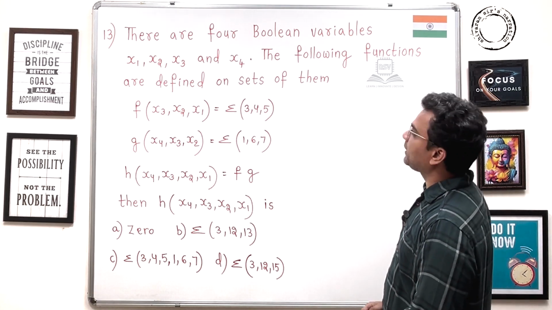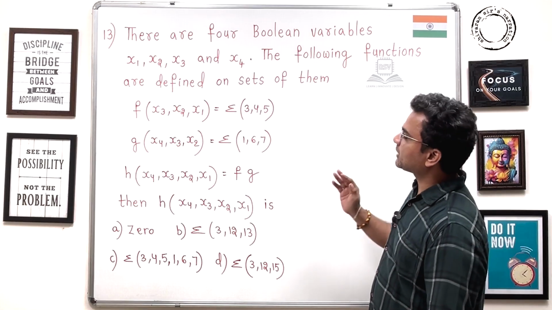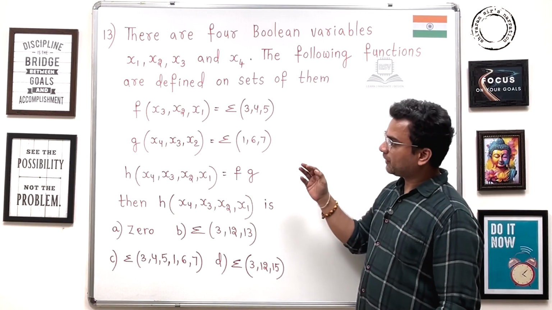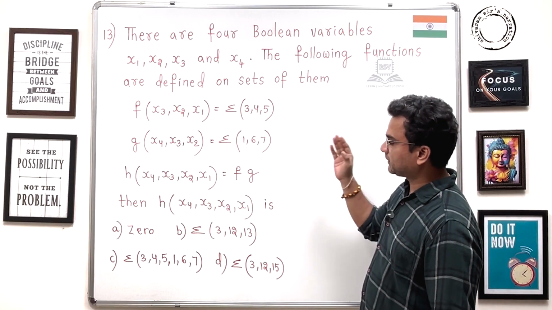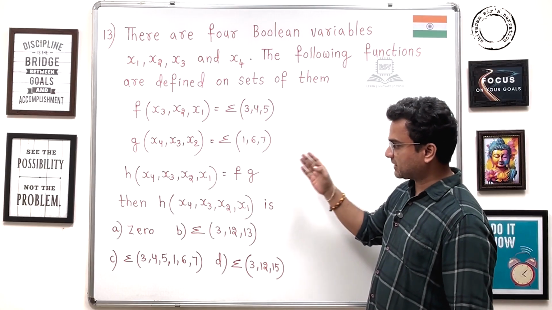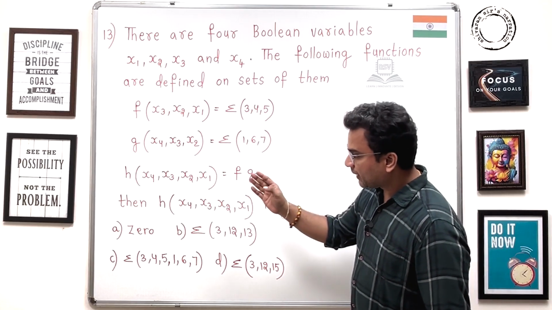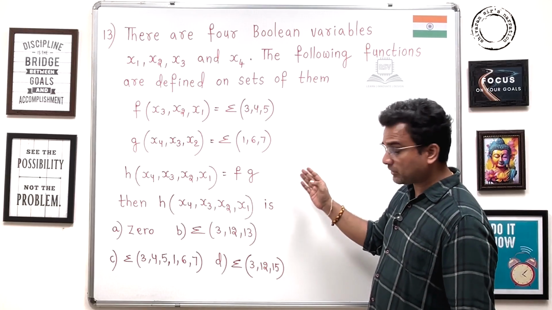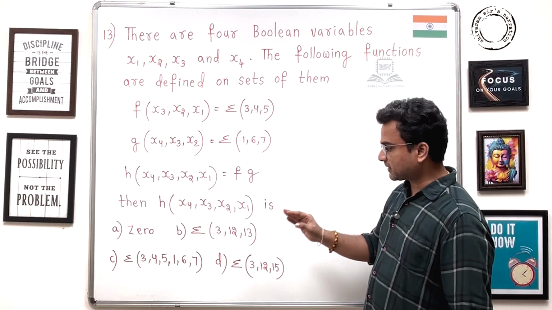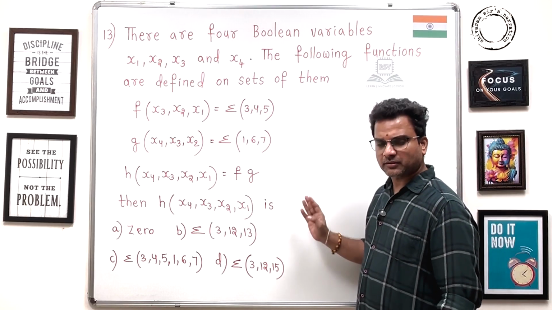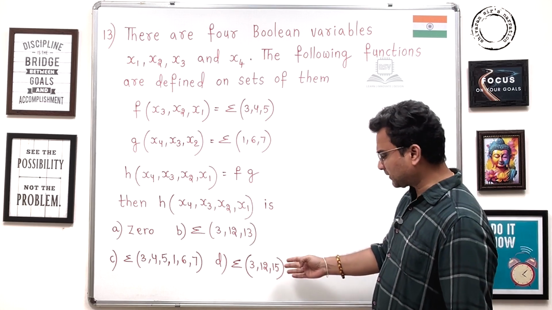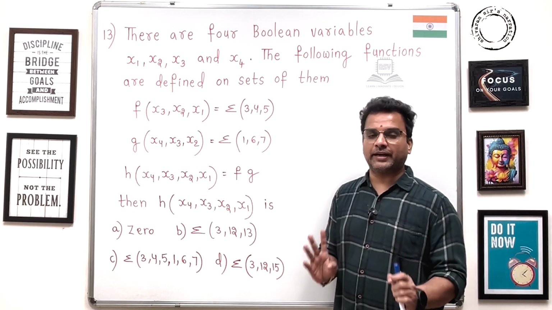There are 4 Boolean variables x1, x2, x3, x4. The following functions are defined on sets of them. F of x3, x2, x1 is sigma 3, 4, 5. G of x4, x3, x2 is sigma 1, 6, 7. H of x4, x3, x2, x1 is equal to f into g. Then h of x4, x3, x2, x1 is: 0 or sigma 3, 12, 13; or 3, 4, 5, 1, 6, 7; or 3, 12, 15. What is the right answer?